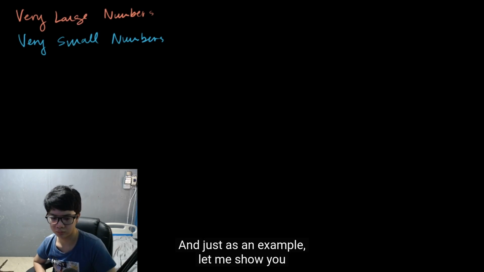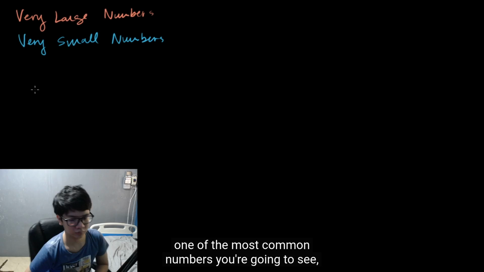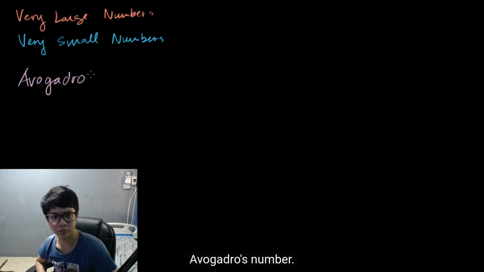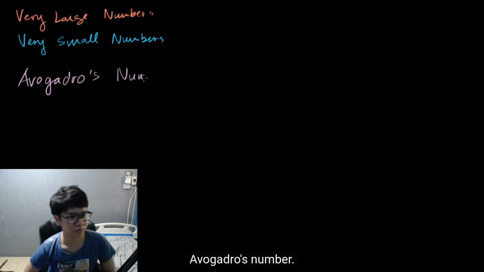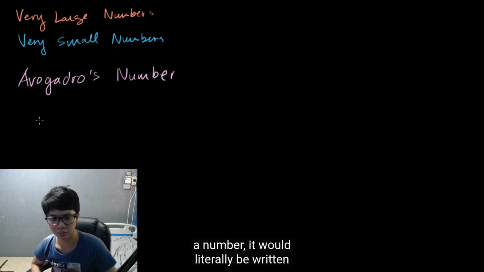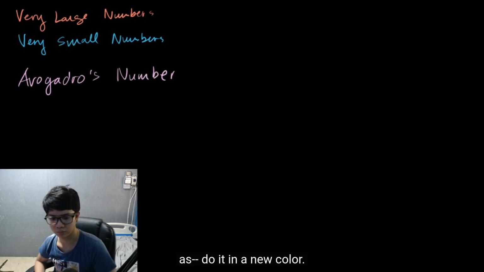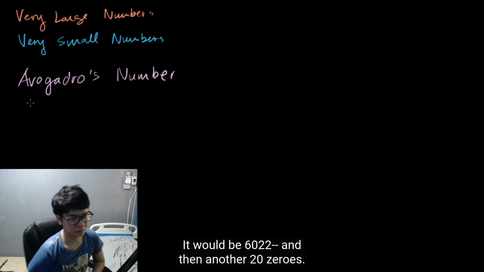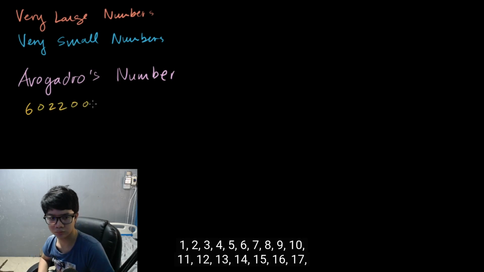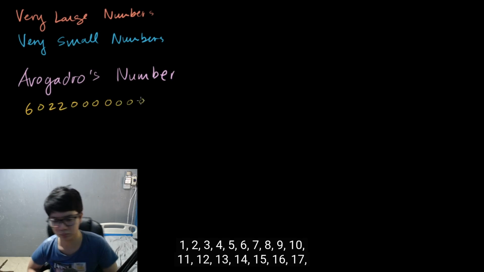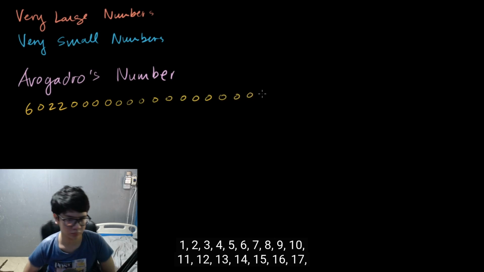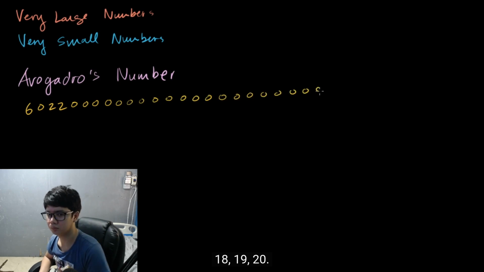Just as an example, let me show you one of the most common numbers you're going to see, especially in chemistry. It's called Avogadro's number. If I were to write it in the standard way of writing a number, it would literally be written as 6, 0, 2, 2, and then another 20 zeros. 1, 2, 3, 4, 5, 6, 7, 8, 9, 10, 11, 12, 13, 14, 15, 16, 17, 18, 19, 20.